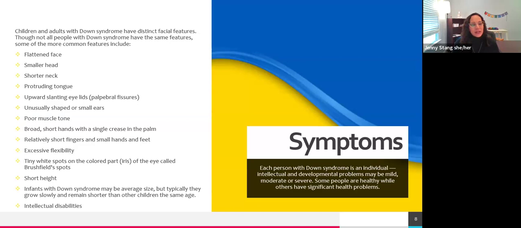Unusually shaped or small ears, poor muscle tone, broad, short hands with a single crease in the palm, relatively short fingers and small hands and feet, excessively flexible joints, tiny white spots in the iris of the eyes called Brushfield spots, shorter height, and infants with Down syndrome may be average size, but typically they grow slowly and will remain shorter than their peers, and intellectual disabilities, okay? So again, these are not going to be in everybody, and they're going to be in varying degrees as well, okay? But these are just some of the more common features that we see.